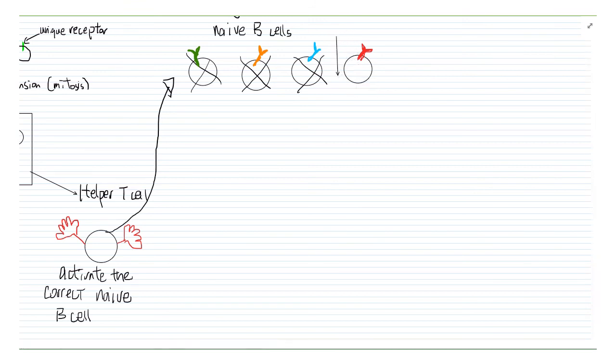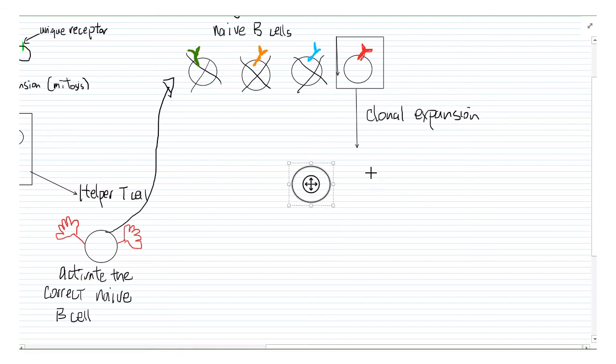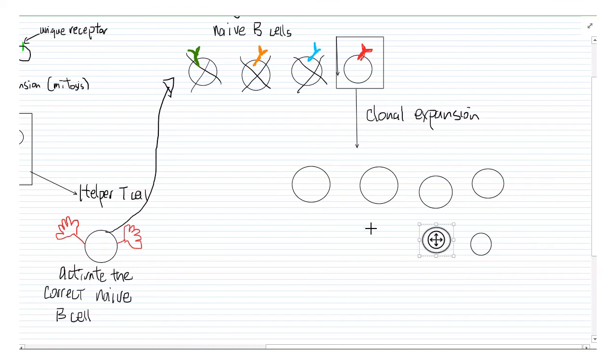Okay, and just like before, when you are the chosen cell, then you are going to undergo clonal expansion. That basically means you're going to make a lot of copies of yourself through mitosis. They are supposed to be the same, and they will all have the ability to make antibodies. Okay, antibodies. There we go.